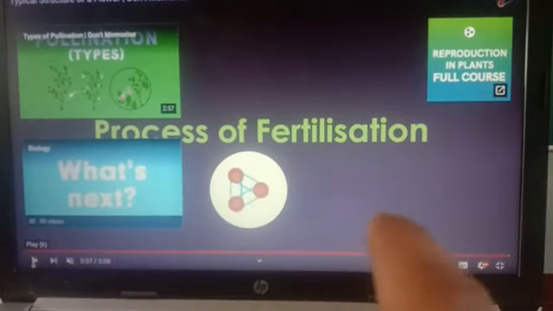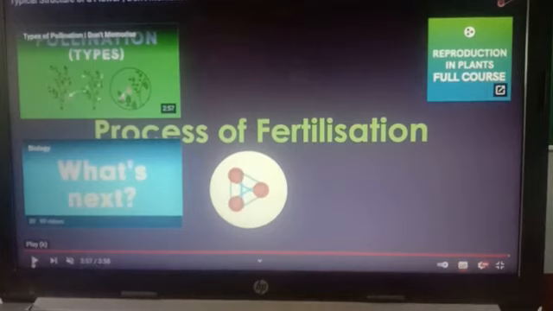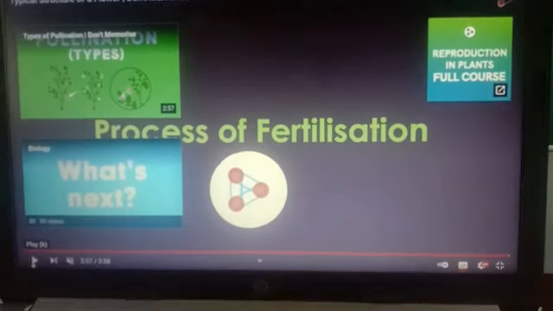So this is the typical structure of a flower. In the next step, we will discuss the structure of the anther and pollen grain, and then after that the structure of the ovule and the process of fertilization in our next video. So revise these parts, and we will discuss the next part in the next video.